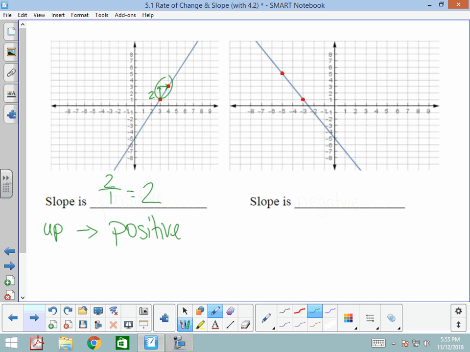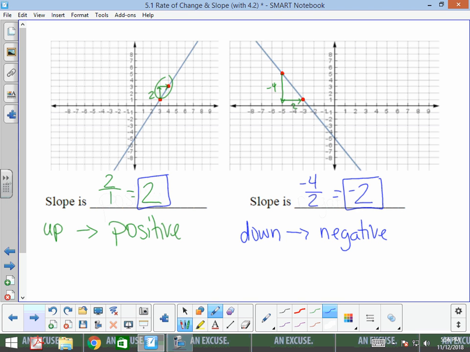And let's find the slope of this one. Now, again, start with the dot on the left. I'm going to count down until I'm even with that dot. So I went down 4. Now I'm going to go right 2. So that means the top number is your up or down. Bottom number is your right or left. So I went right. So that reduces to -2. So the slope of the line on the left is positive 2. Slope of the line on the right is -2. So if the line is going down from left to right, then that means it's a negative slope. Okay?